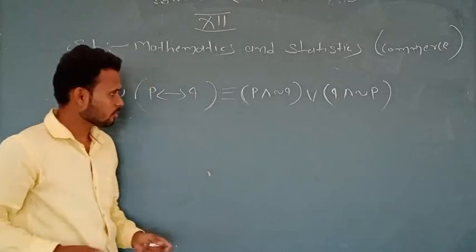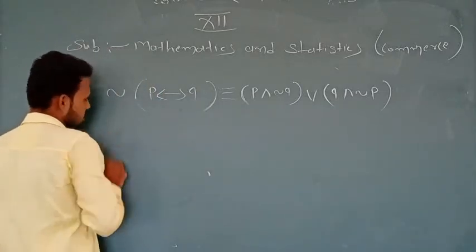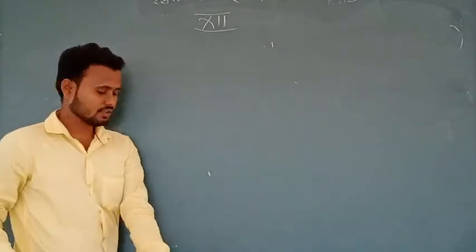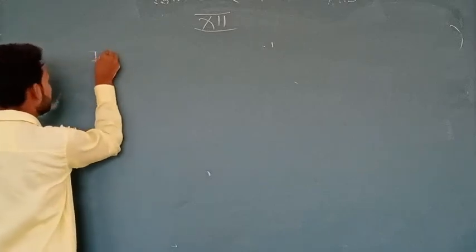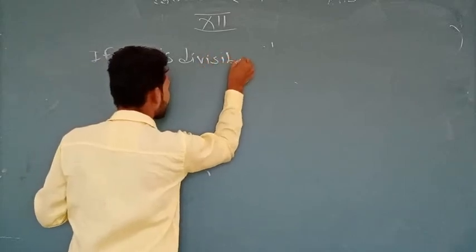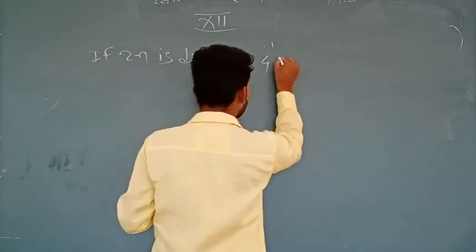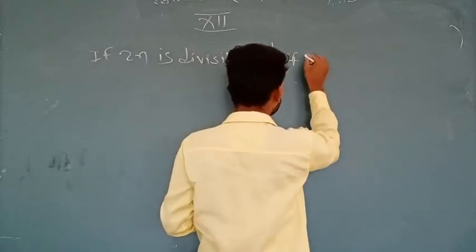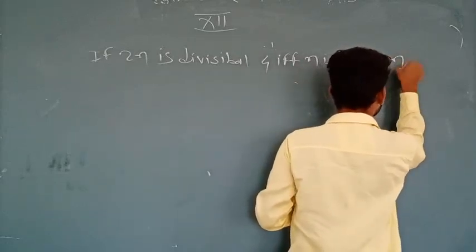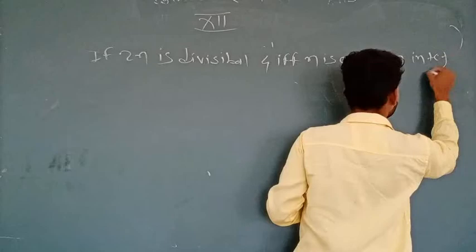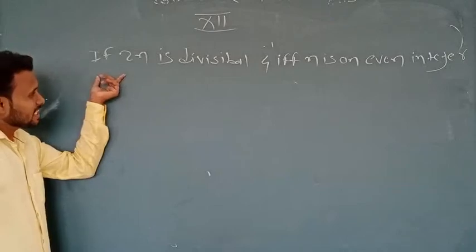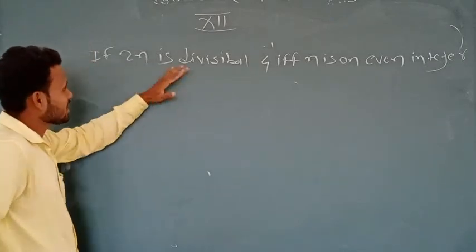For example, if 2n is divisible by 4 if and only if n is an even integer. Write the negation of the following statement. We have to write the negation of that statement.